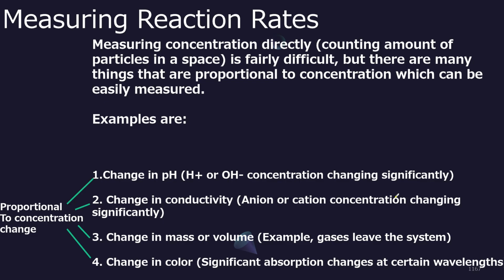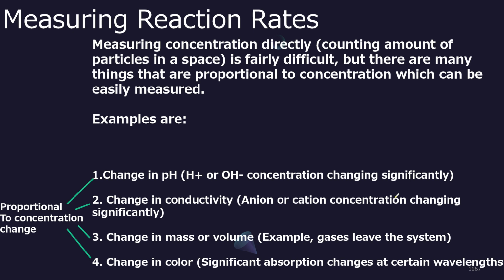Number 2 then, change in conductivity. If you're measuring how well your solution transmits an electric current, you can do that. If you have a change in cation, something positive, or anion, something negative, concentration changing significantly, you can use that to measure a concentration change. Third then, change in mass or volume, probably one of the most common ones. If you have a mass changing or a volume changing, for example, a gas being produced or a solid losing material that becomes a gas, we can measure changes in mass or volume. Those are proportional to concentration.